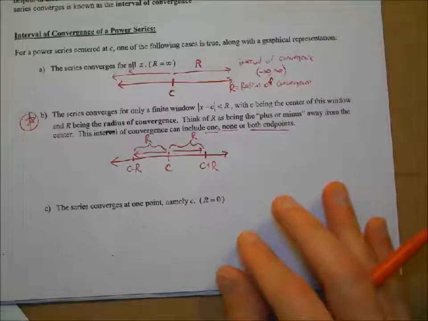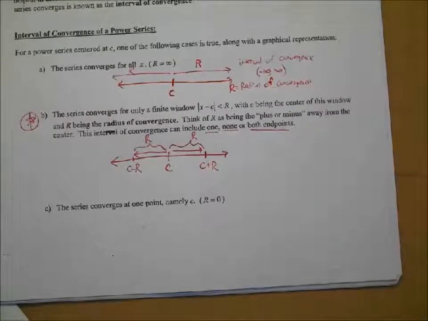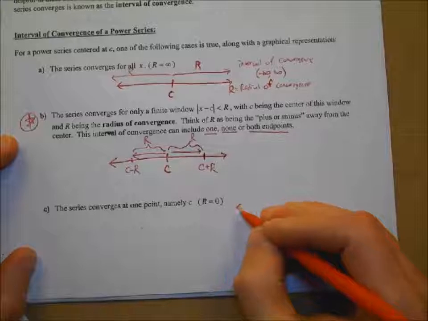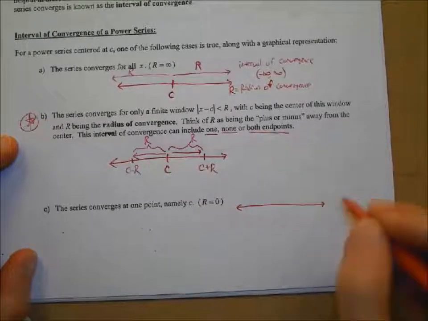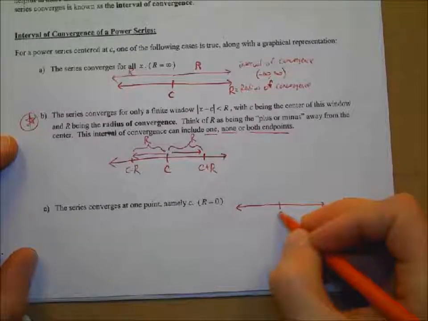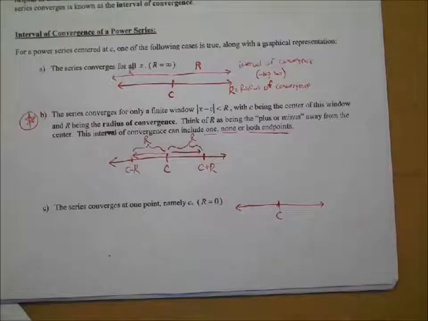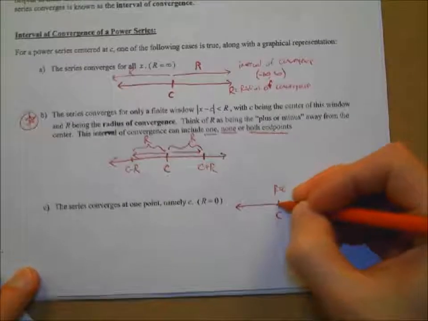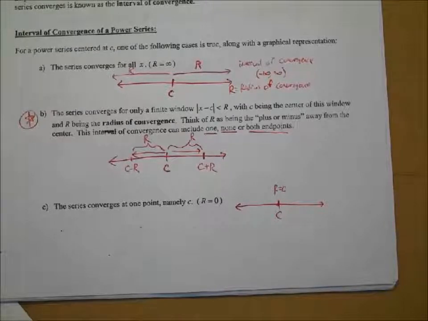All right, and then lastly, this one's not very interesting, I guess. The series converges at one point, namely C, and that would look something just like this. The radius is 0. So you have no interval here. It just converges at a very specific point, only at the center C there. Okay. So those are our big concepts here.